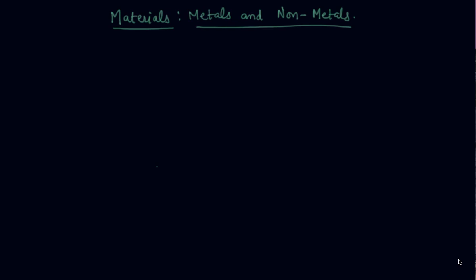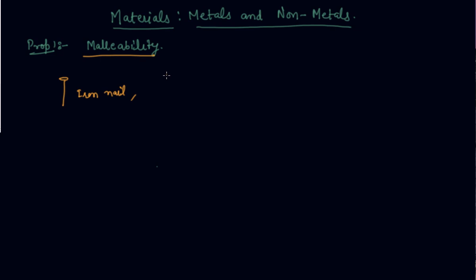Okay students, so let me start. I am taking some properties. Let's say property 1 is malleability. So what is malleability? I am giving you one example. Take an iron nail, a piece of thick aluminium, and one pencil lead. And you need one hammer.